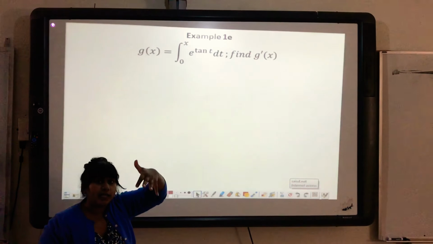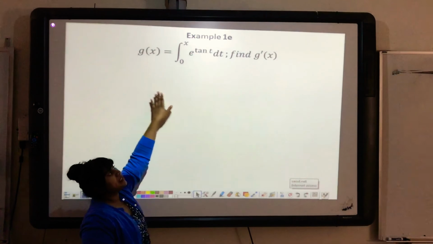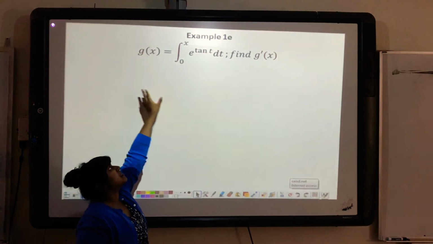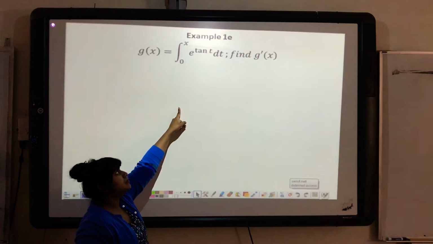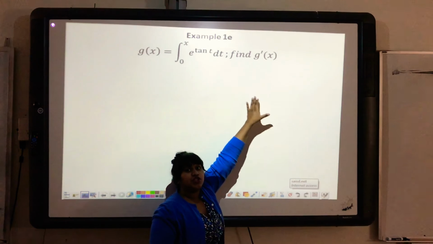So in your packet, it may look a little different, but I want you to see what this says. It says if some function g of x is equal to the definite integral, then I want you to find g prime.